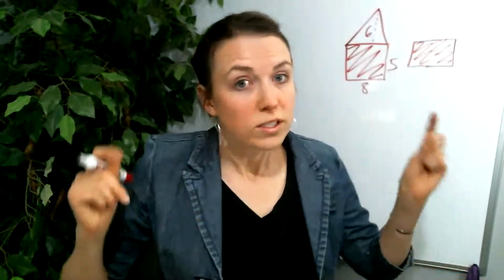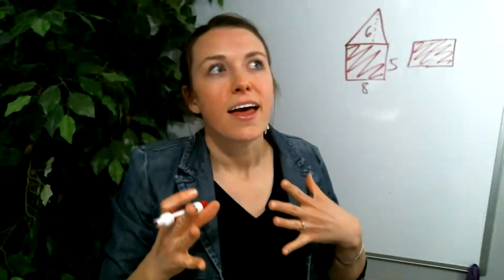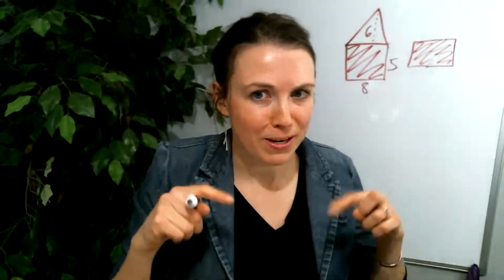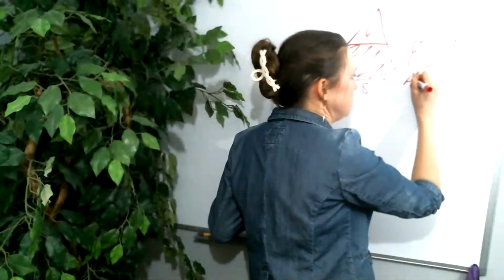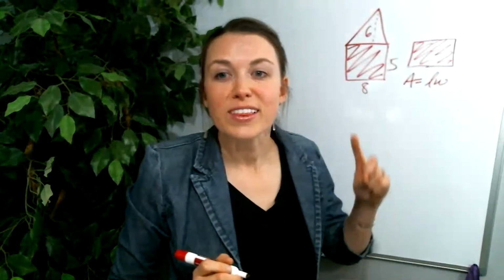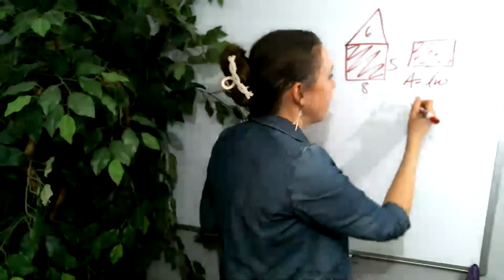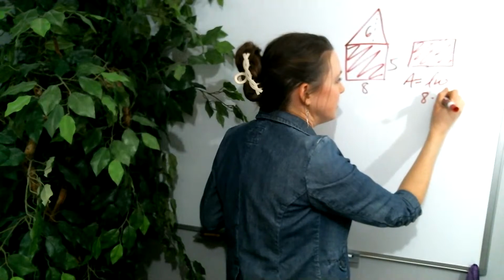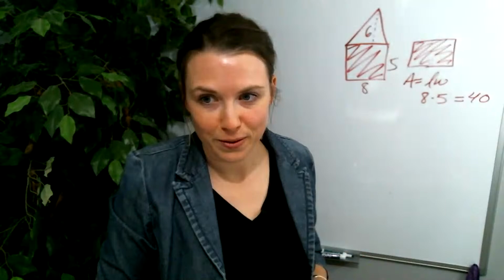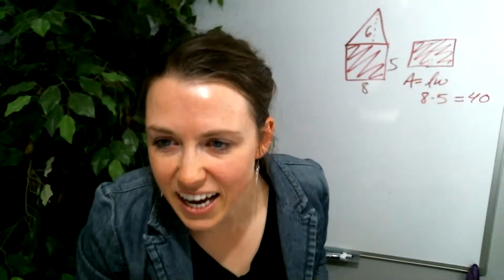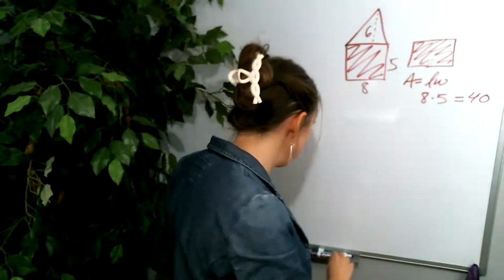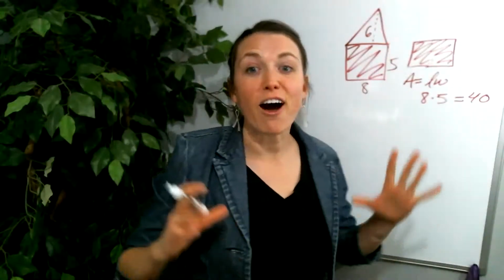So type in the chat and tell me, what is the area? How do we find the area of a rectangle? What is the equation? Type it in the chat. Area equals length times width. Okay, so length times width. So I have 8 times 5, which is 40. Now we're going to take the top. Okay, yes, length times width, you got it. Now we have our triangle.